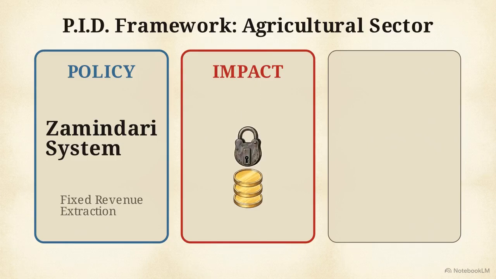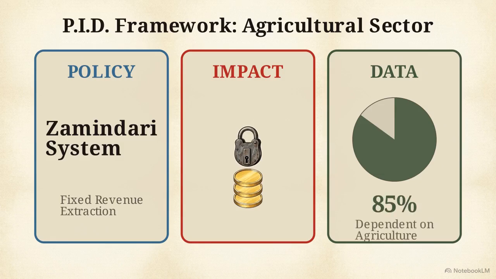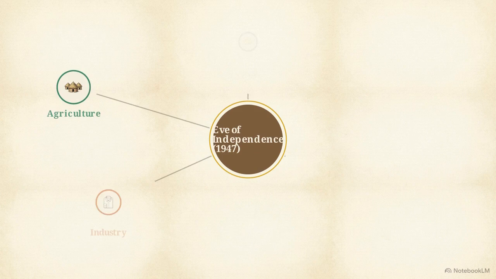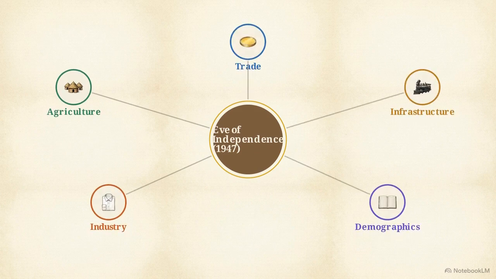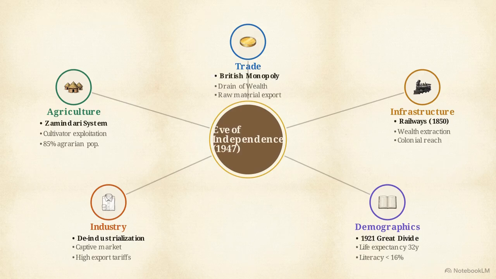Third, anchor it with data. 85% of the population depended on farming. This mind map summarizes the entire topic. You can see the 5 major branches extending outward: agriculture, industry, trade, demographics, and infrastructure. Each branch contains the specific British policies and the corresponding exam data we just covered.